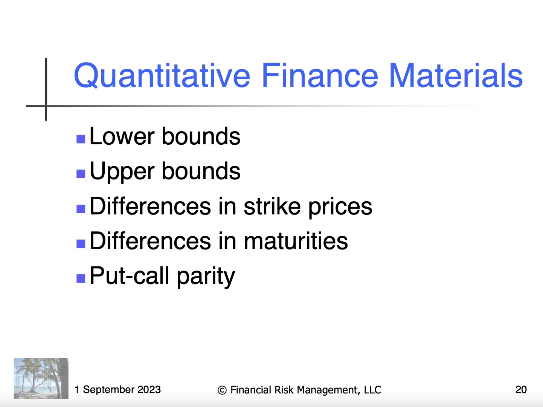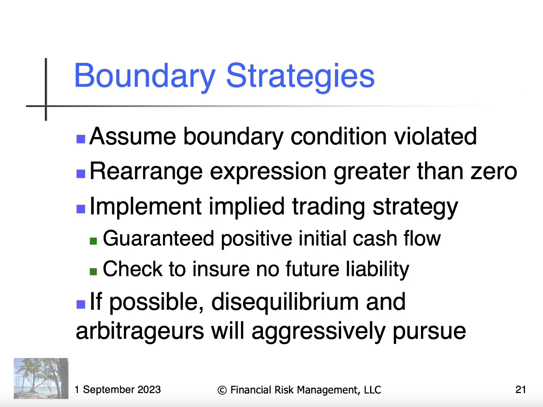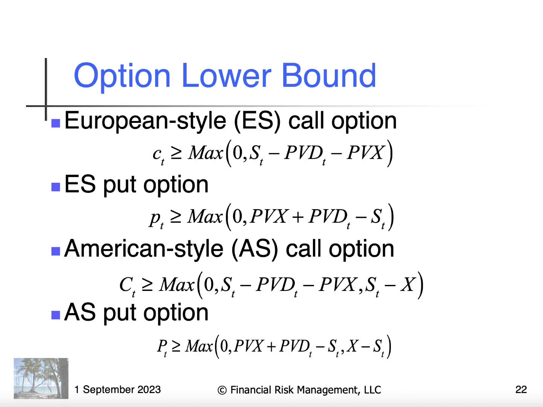We'll look at lower bounds, upper bounds, differences in strike prices, differences in maturities, and then put-call parity. The way this is going to work is we're going to assume the boundary condition is violated. If that means there is arbitrage profit available, we'll rearrange this expression to be greater than zero, so that from a cash flow perspective, it'll be money in my pocket at no risk in the future. If I implement the implied trading strategy, I have a guaranteed positive initial cash flow, and I need to check to make sure there's no future liability. If possible, disequilibrium and arbitrages will aggressively pursue this, driving the market back into equilibrium.